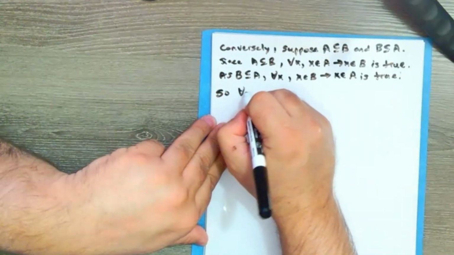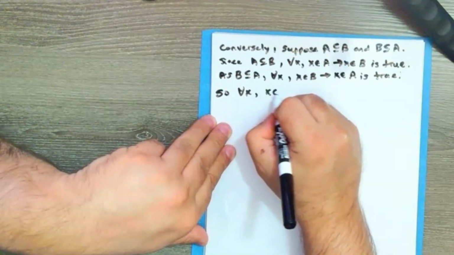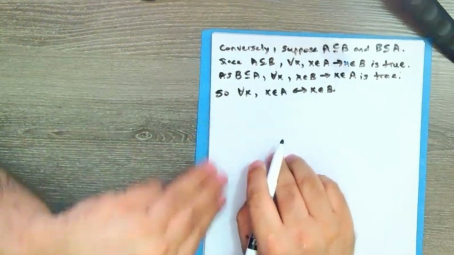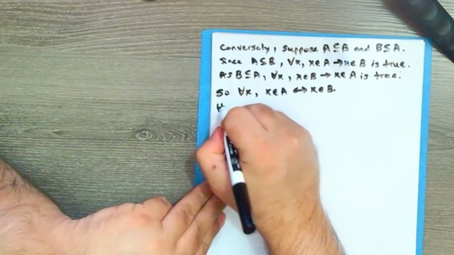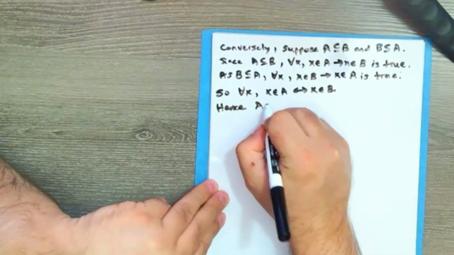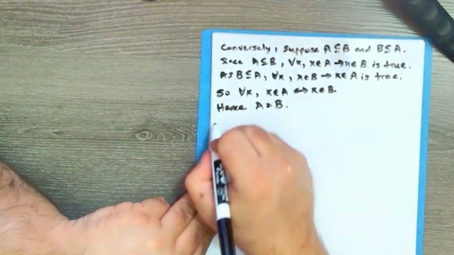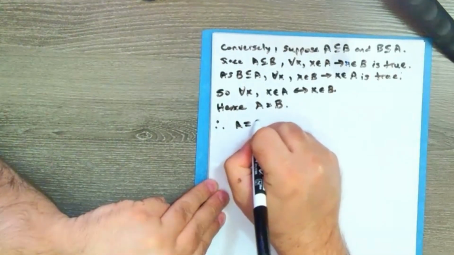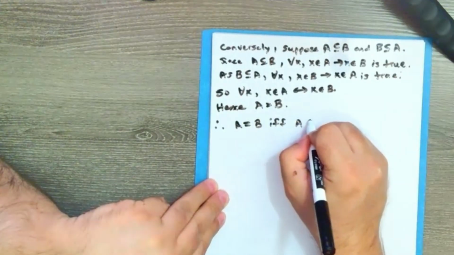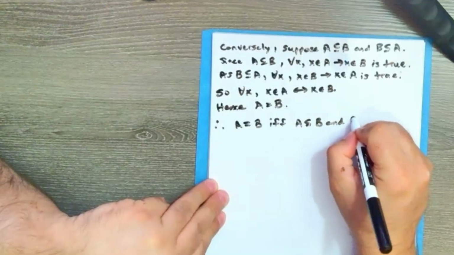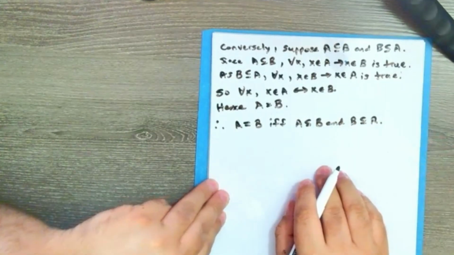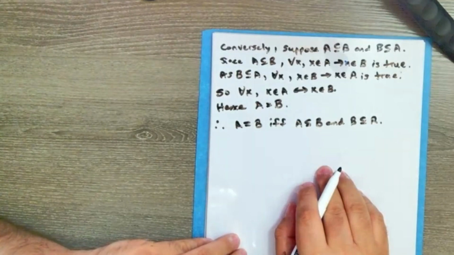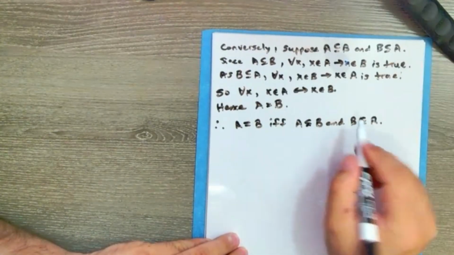And so for every element x, we have that x is in the set A if and only if x is in the set B. And so by the axiom of extension, we have that A is the same set as B. A is equal to B. And therefore, we have proved that A is equal to B if and only if A is a subset of B and B is a subset of A. So using this theorem, we can now demonstrate that two sets are equal by demonstrating set inclusion in both directions for those sets.